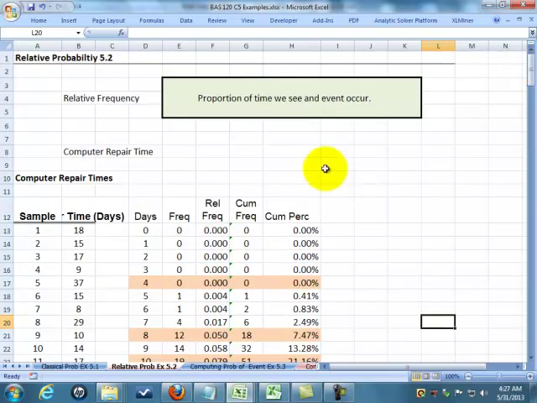Some of the limitations of a relative frequency distribution: what if we improve? What if things change? What if these repair times were recorded before we added 2 more staff? So oftentimes you're updating the relative probabilities, and they can change, as opposed to the classical definition. The probability of rolling a 5 on a dice is never going to change from 1/6 because we know all the outcomes and all the possibilities. On a relative probability, they're subject to changing.